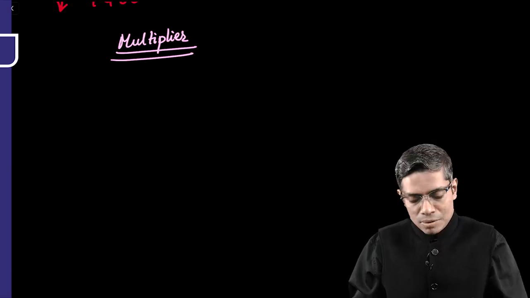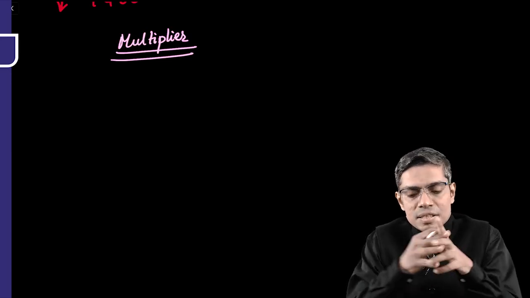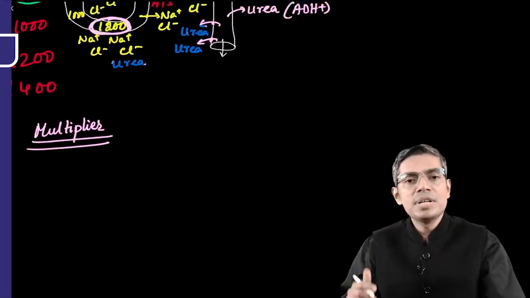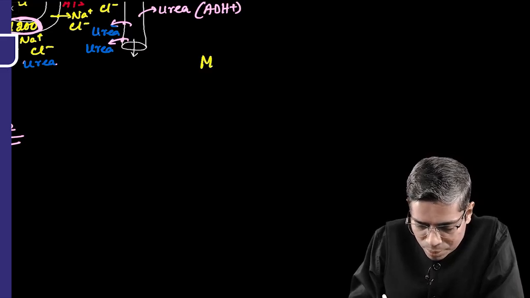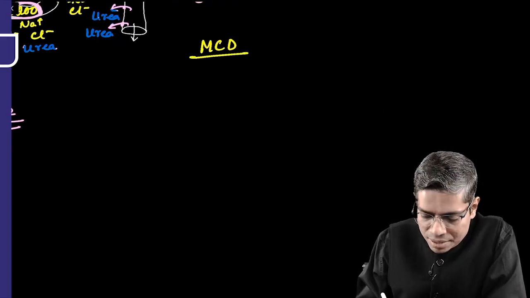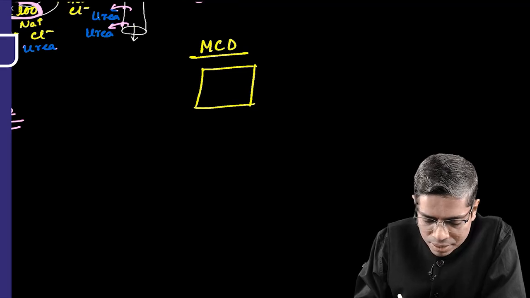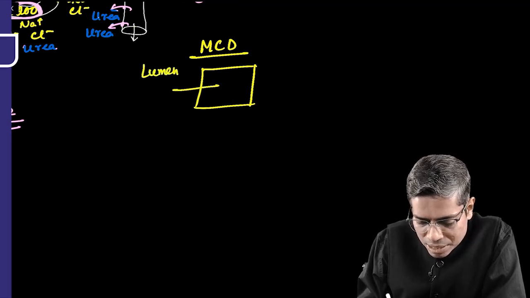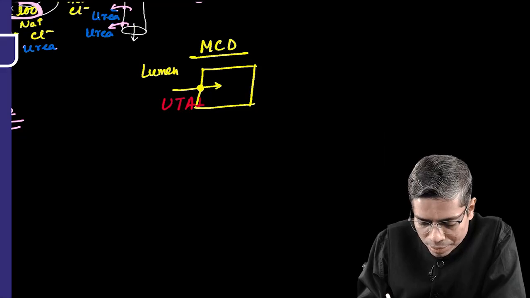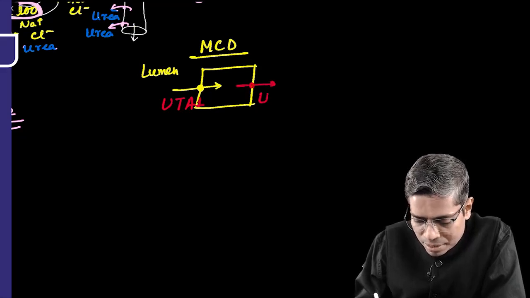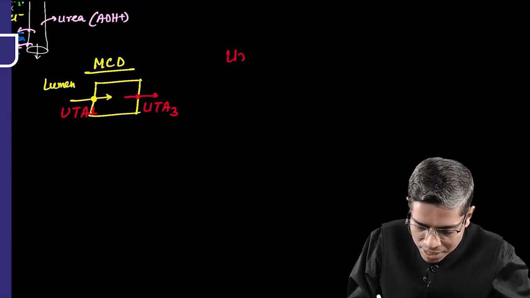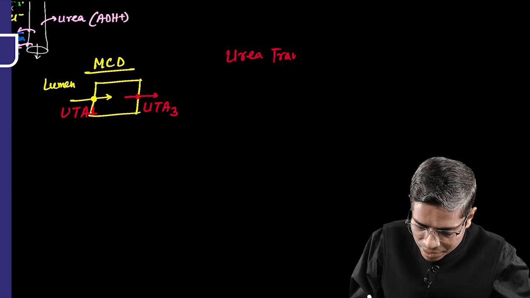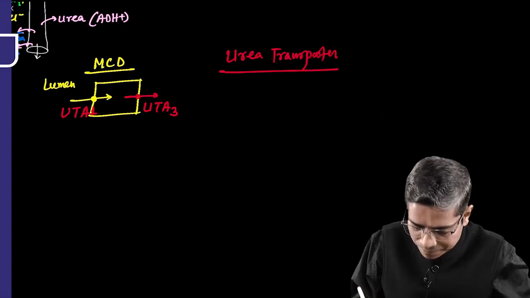So now I am asking you about this urea reabsorption. Before that, you have to remember certain points. The urea reabsorption from the medullary collecting duct is done by certain transporters. Remember that from the luminal surface, the urea is absorbed by a transporter which is known as UTA1, and from the basolateral aspect the UTA3, right? So basically we are discussing the urea transporter. This is important for MCQ. Urea transporter, right?